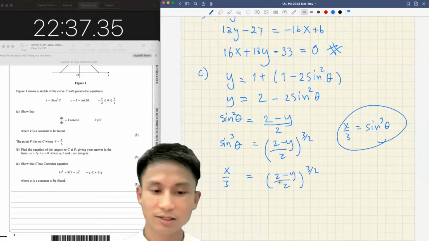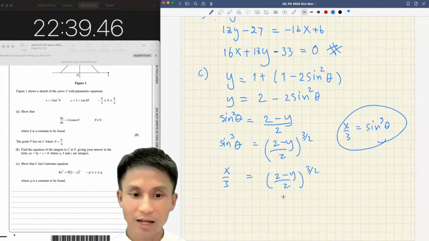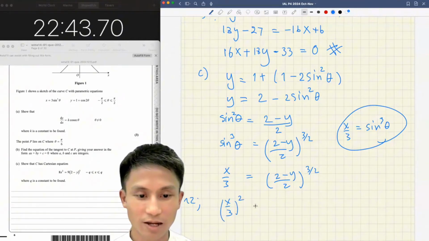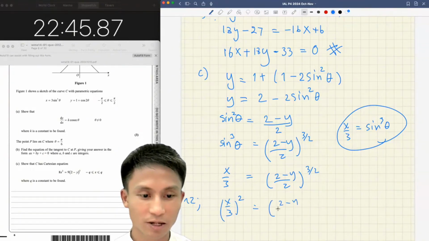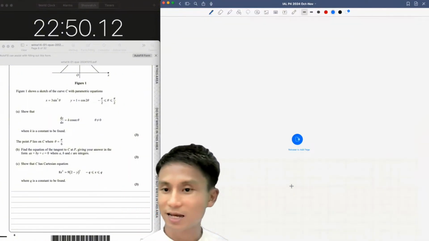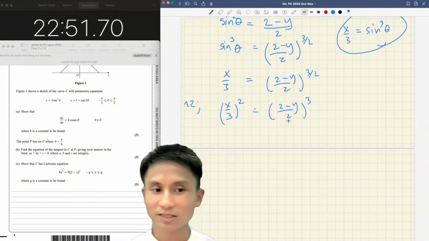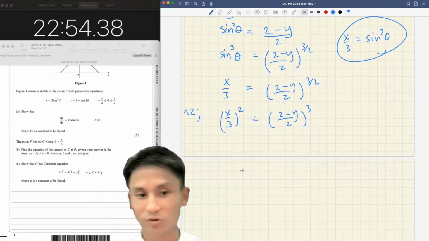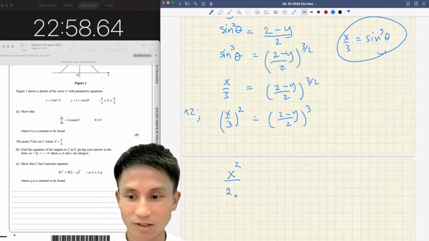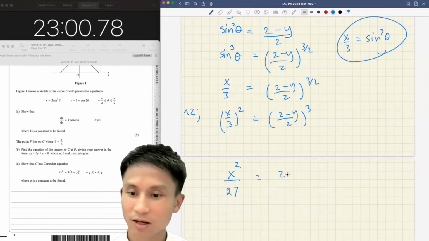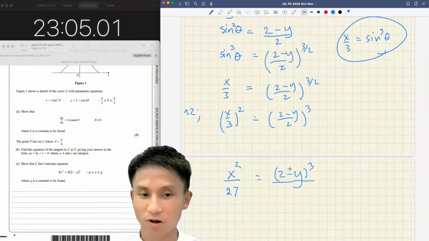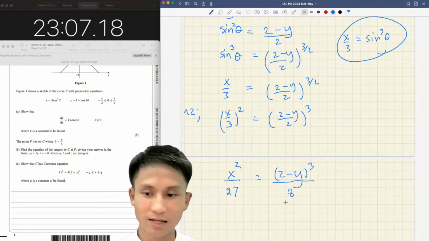Okay, good. From this, yeah. And then if I square both sides, I get (x over 3) squared equals (2 minus y over 2) to the 3. So that is similar now, because on one side we get a cube, on the other side we get a squared. Well, expanding everything, guys, this is 27 equals, I'm just going to keep (2 minus y) cubed here unexpanded, because that's what we want. And then on the bottom, I get 8 here.